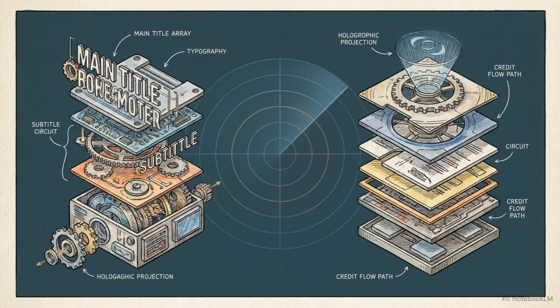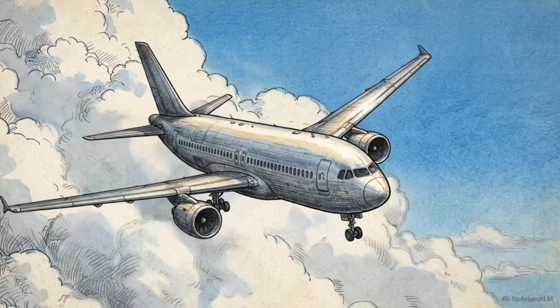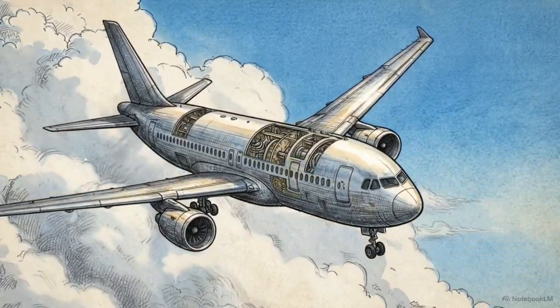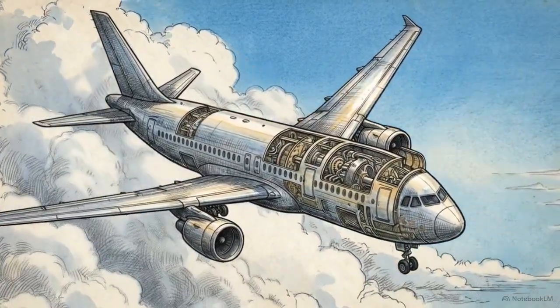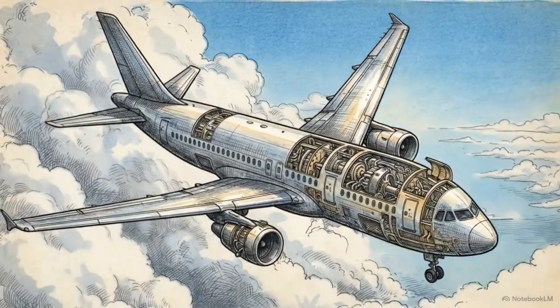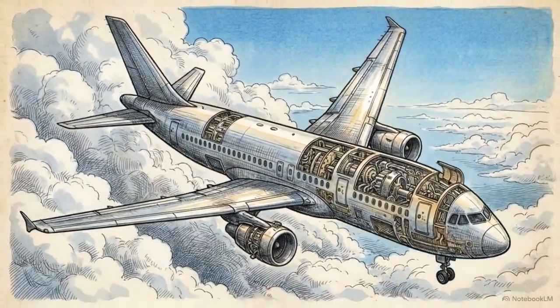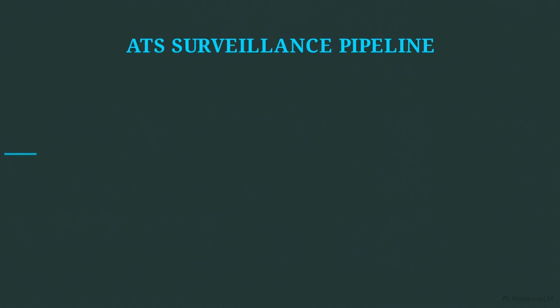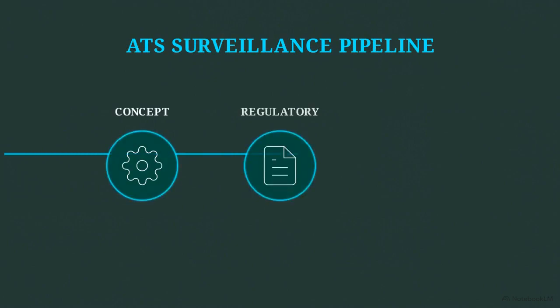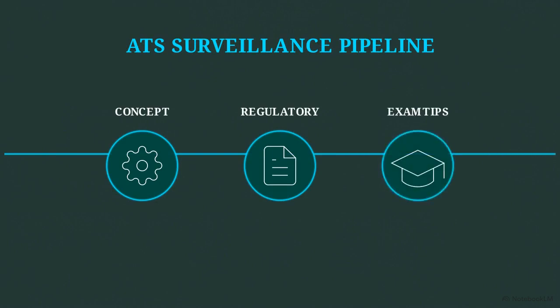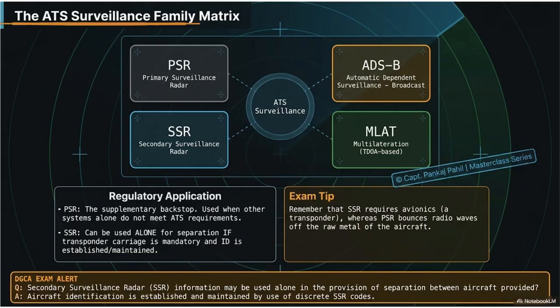I'm Captain Pankaj Pahil. In the world of air traffic services, regulatory precision provides the framework that keeps steel and composite from colliding at 500 knots. This session breaks down the ATS surveillance pipeline. For every topic, we will cover the operational concept, the regulatory application, and the specific DGCA exam tips. We begin with the ATS surveillance family matrix.